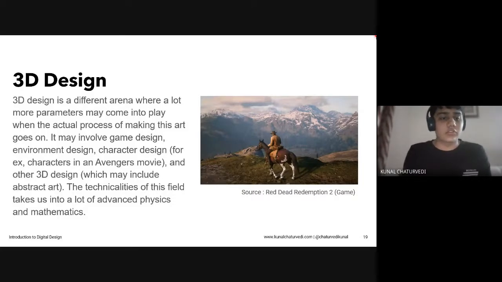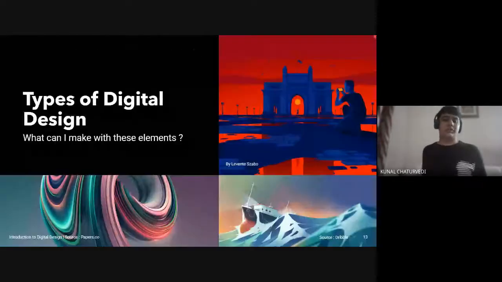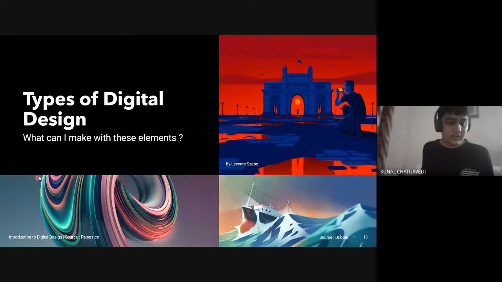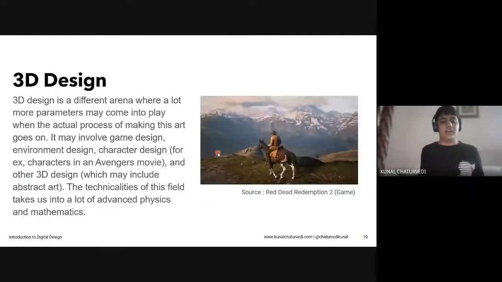So again, 3D design involves game design, environment design, character design, and other 3D design, which may include abstract art. I've actually included images of 3D abstract art here and there. If I go back a little bit to the types of digital design slide, this thing which you see here is actually 3D abstract art, which maybe some of you might like to use as wallpapers on your phones or something. So this is 3D abstract art, and it also comes inside of 3D design.